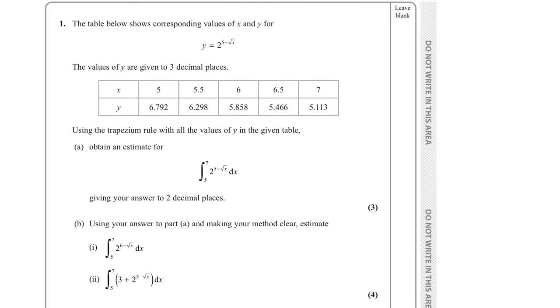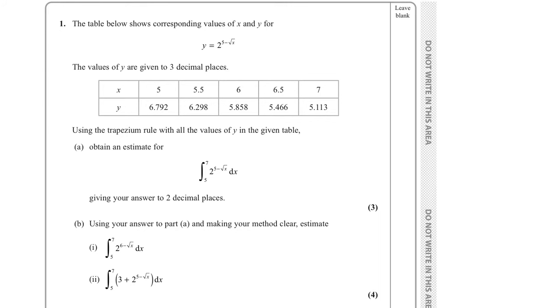Okay, question number 1. The table below shows corresponding values of x and y for y equals 2 to the power of 5 minus root x. Now, we've noticed lately with the log questions that in the newer papers we have this part I and II. Okay, this is all algebra manipulation. So once we get the first part done correctly, we're going to be okay.